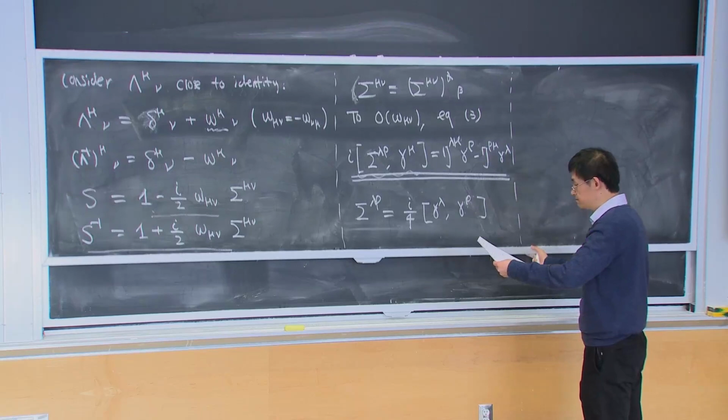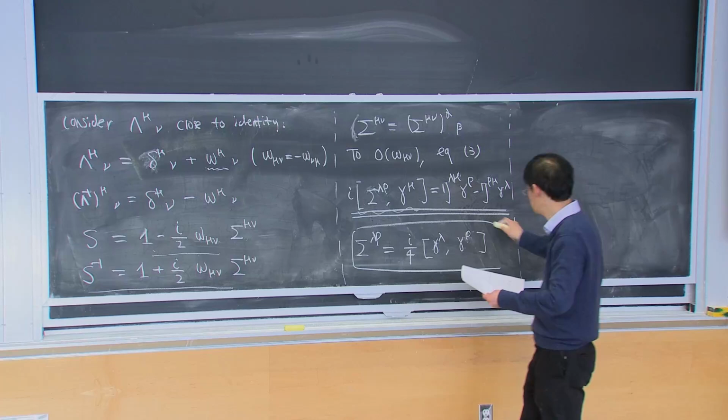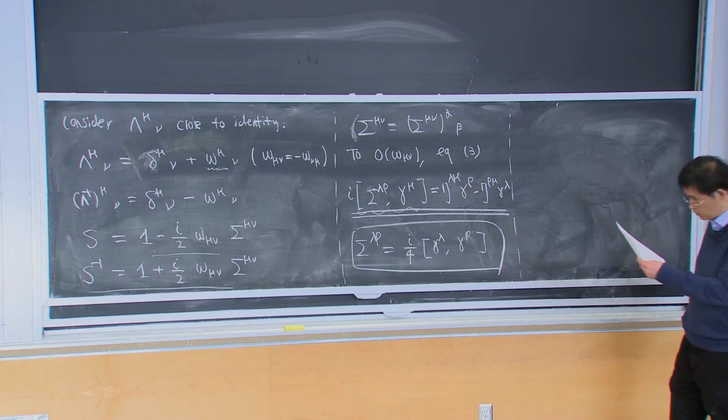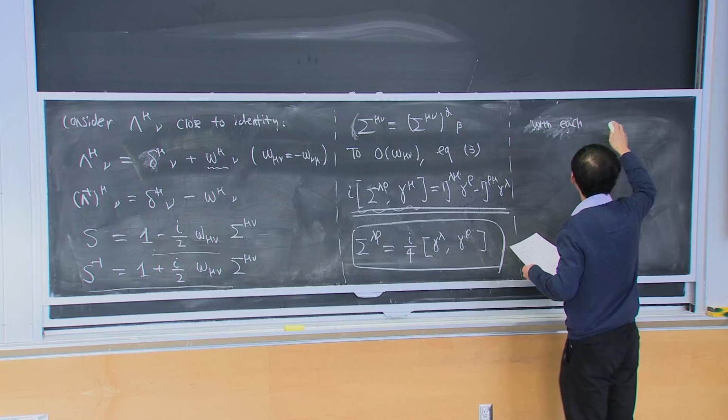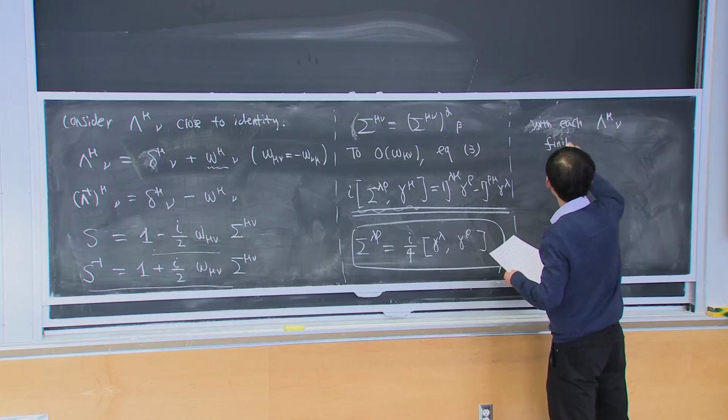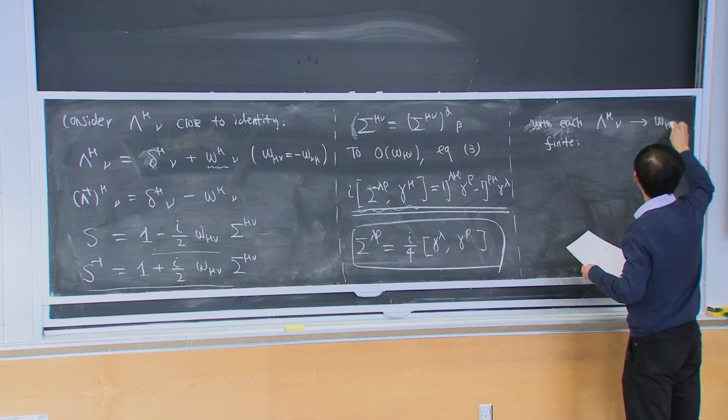So given this equation, we can immediately write down the finite transformation, okay? So for each finite lambda mu nu, you can obtain the corresponding omega mu nu, and this is also finite.